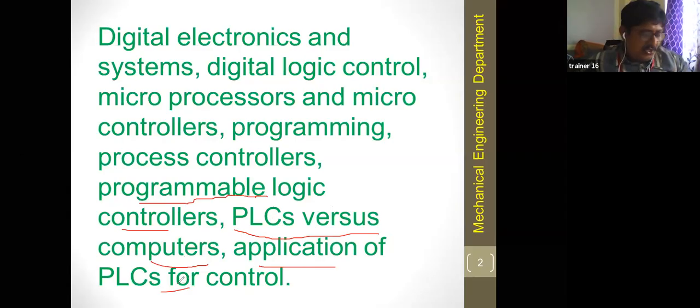Wide range in industrial automation. So nowadays, maybe after 5 years, almost all industrial process controllers, see these process controllers, right? We have to write a program in PLC.